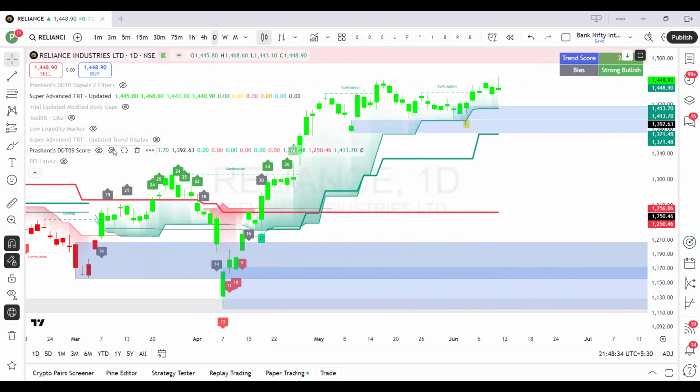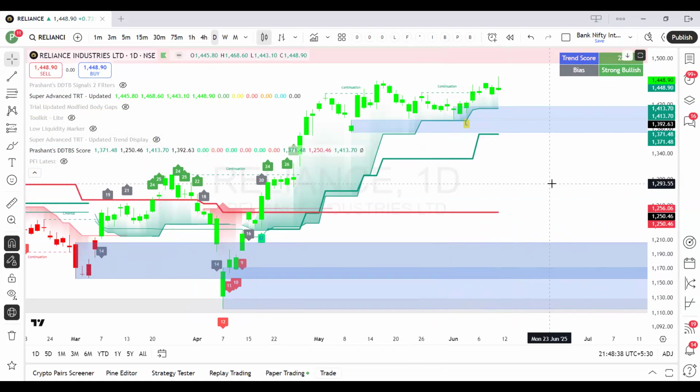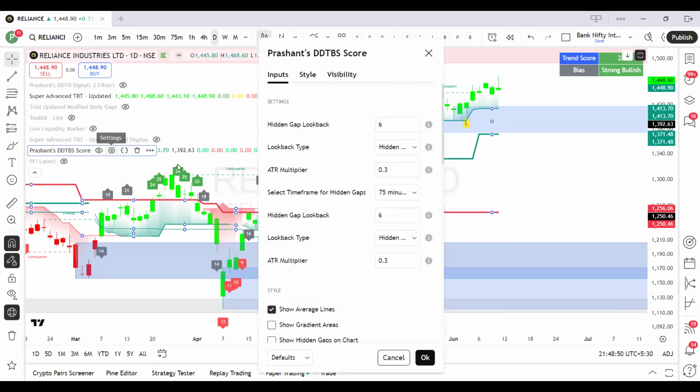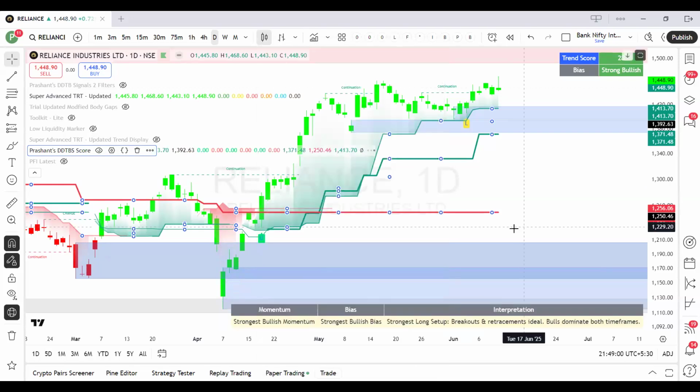Now, what to do when it is strongly bullish? This will always cause confusion. I have told you there are 28 points. Score is 28. So you will always get confused. What should I do? The score is 14. What should I do? The score is 21. What should I do? To remove this confusion, I have added one more thing. So first I will hide all the candle numbers because it looks very clumsy, and then I will show this interpretation table. What does this interpretation table tell us?